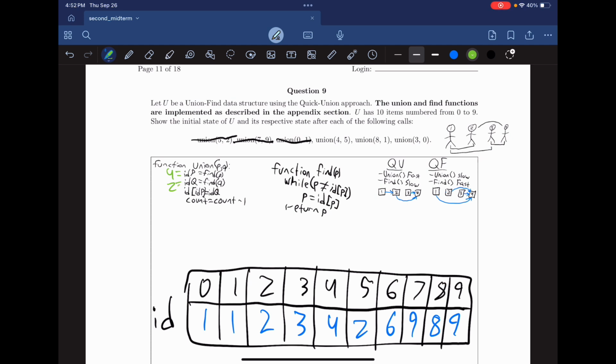So now, ID of IDP, so ID of 4 equals 2. So we're going to replace the 4 with 2.